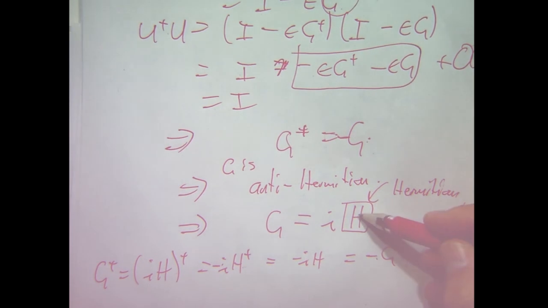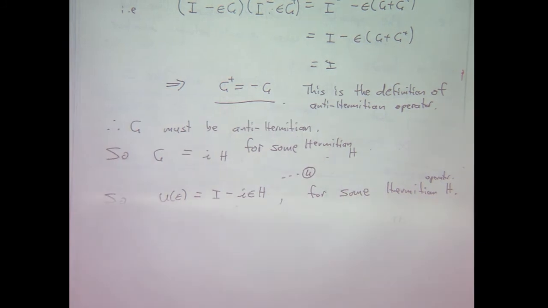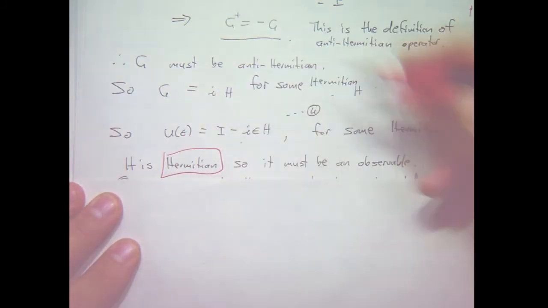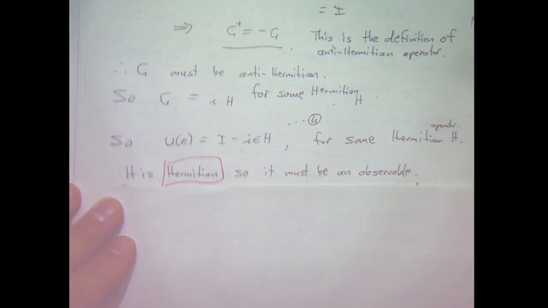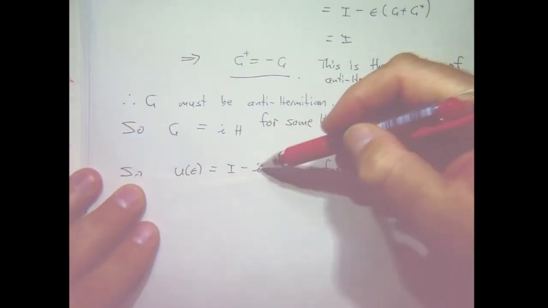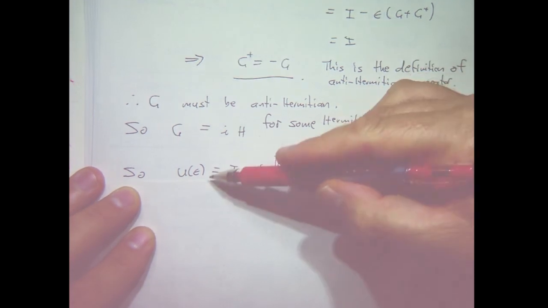right? So, we're going to call this... why do we call this H? H for Hermitian. H is Hermitian, so it must be an observable. I haven't proved this, but just take it for granted because we're going to prove it next week or in a couple of weeks. Now, this is the generator of infinitesimal time translations.